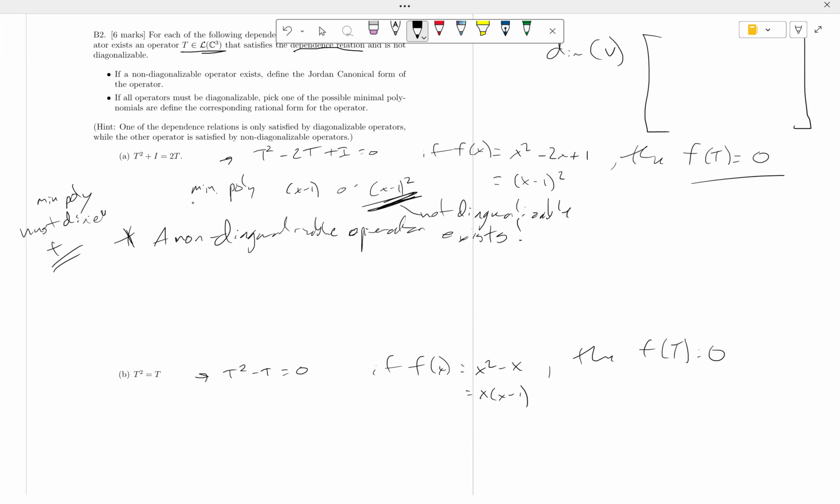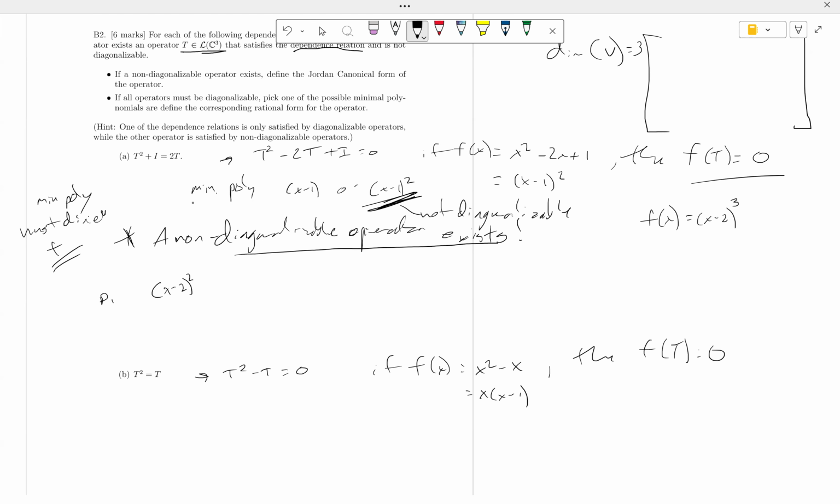Now, if a non-diagonalizable operator exists, define the Jordan form of the operator. So what I need to do is define the Jordan form of this particular operator. Well, I know that its minimal polynomial is going to be x minus 1 squared. So that's going to be the P1. And I'm going to take the characteristic polynomial, which has to have the same roots. So it's x minus 1, and it's going to be cubed because my dimension is 3. And now I'm going to do the rational decomposition followed by the primary decomposition like we were doing before, given these two constraints, the characteristic polynomial and the minimal polynomial.